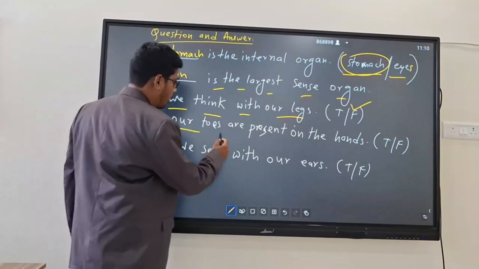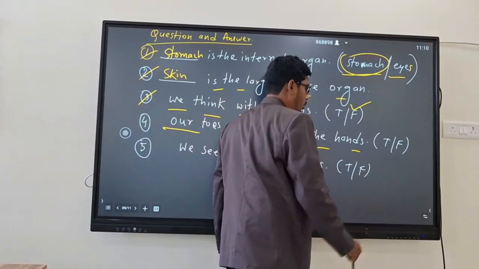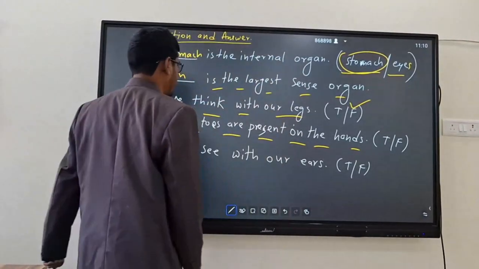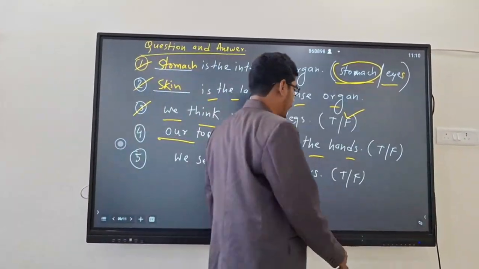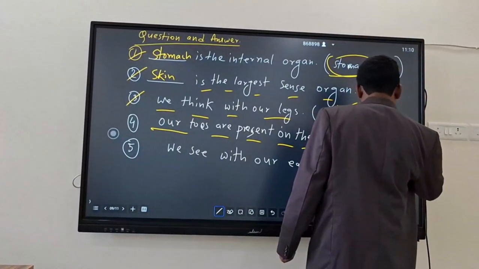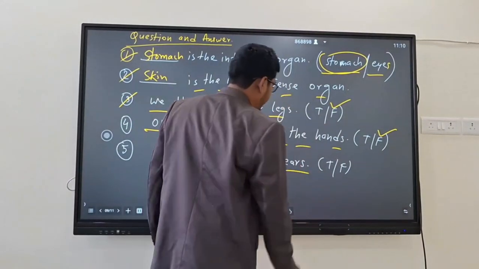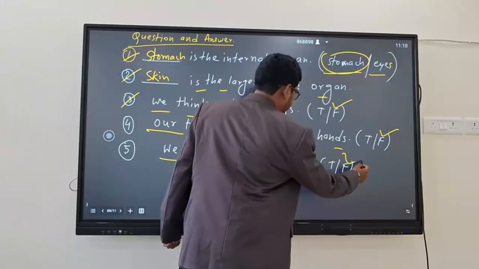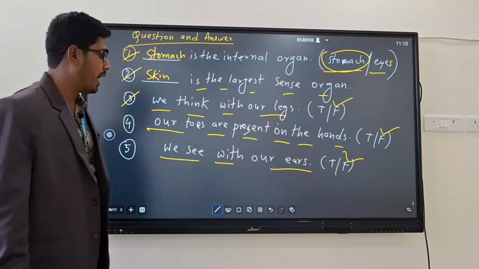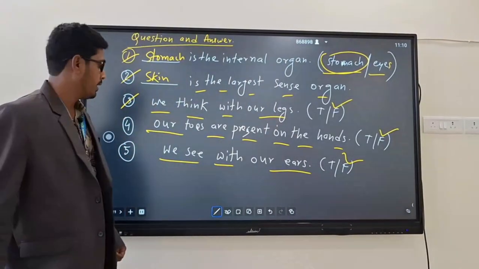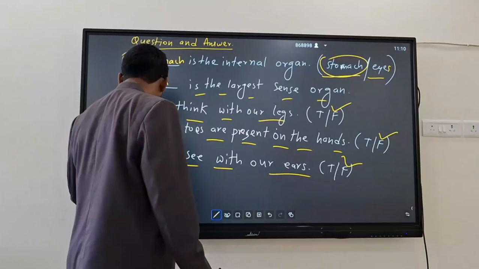Our toes are present on the hand. Toes are not present on the hand, they are present on the foot, the leg. So it is also false. We see with our ears. It is also false. We see with our eyes. We hear with our ears. Okay, next, move to the next slide.